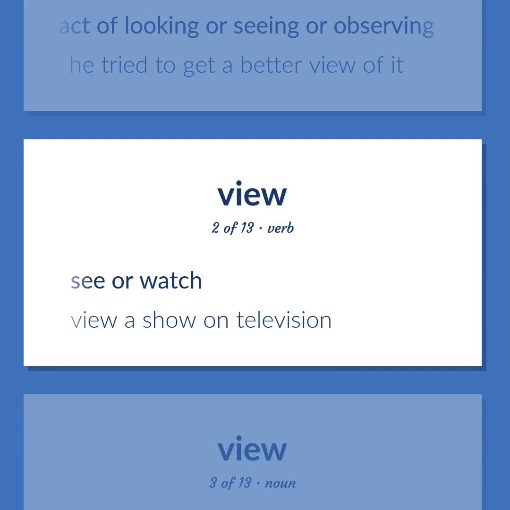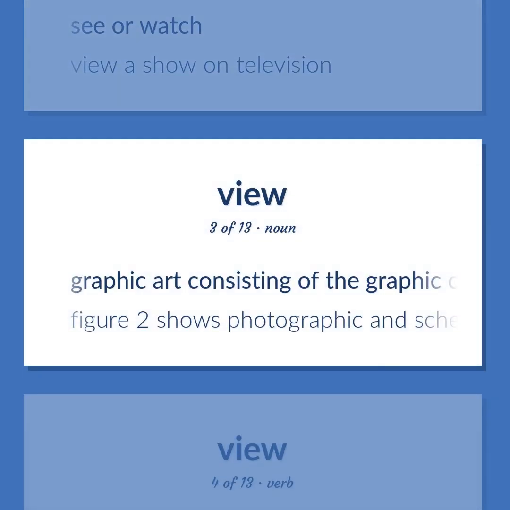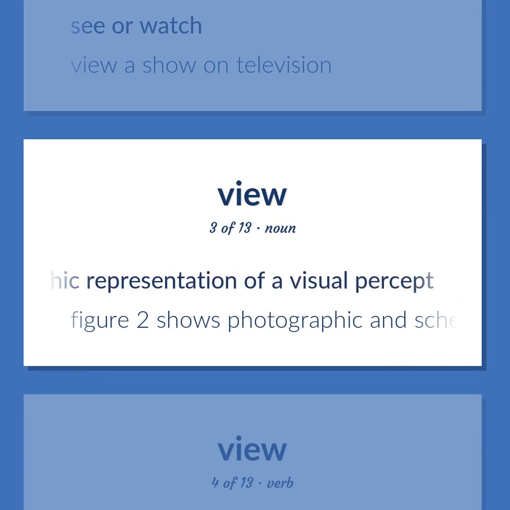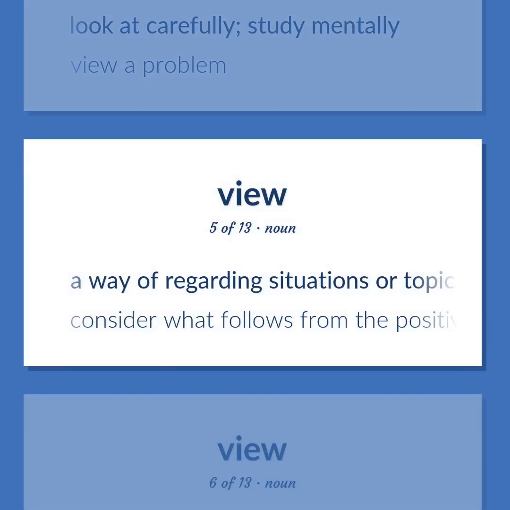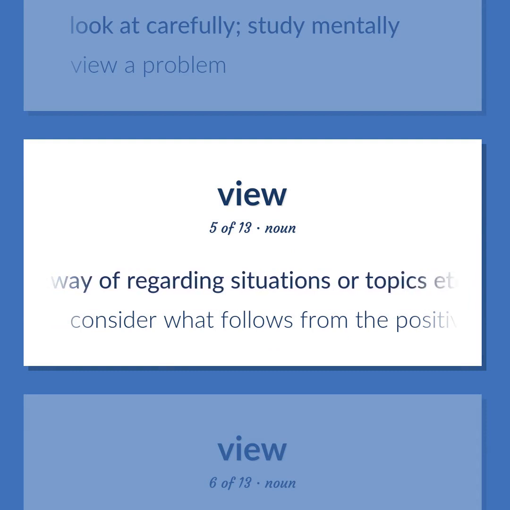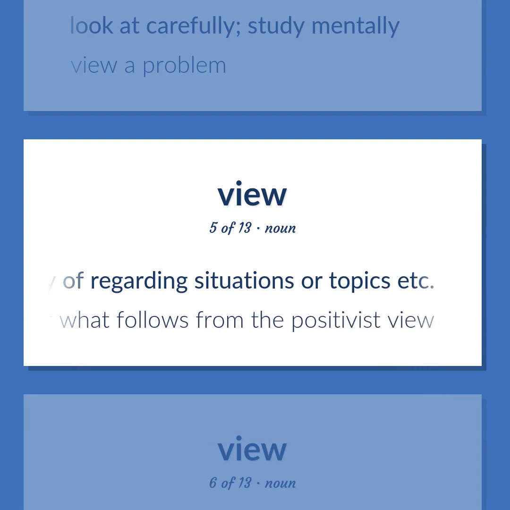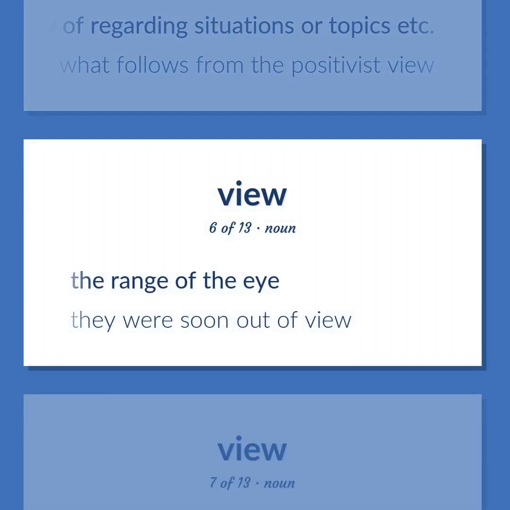See or watch. View a show on television. Graphic art consisting of the graphic or photographic representation of a visual percept. Figure 2 shows photographic and schematic views of the equipment. Look at carefully, study mentally. View a problem. A way of regarding situations or topics, etc. Consider what follows from the positivist view. The range of the eye. They were soon out of view.